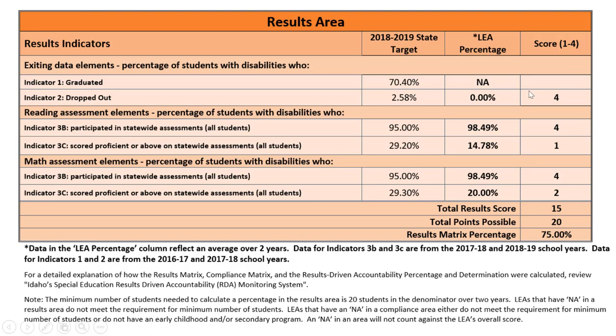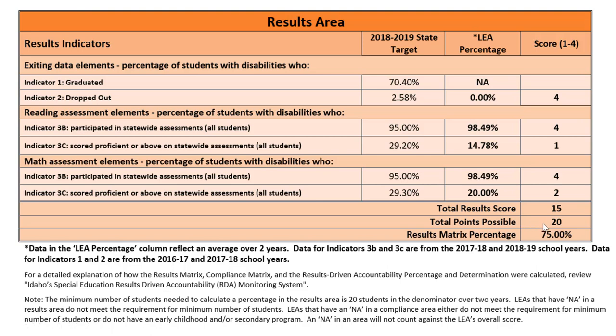If the LEA did not have students, say they are an elementary district and they don't have graduation or dropout, or if the LEA did not meet the minimum number of students requirement, they receive an NA in that category and they don't receive a score. And that does not count against the LEA's overall score. Their total points possible is just reduced.